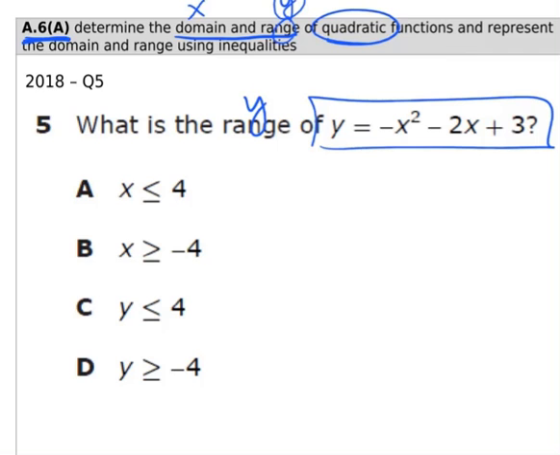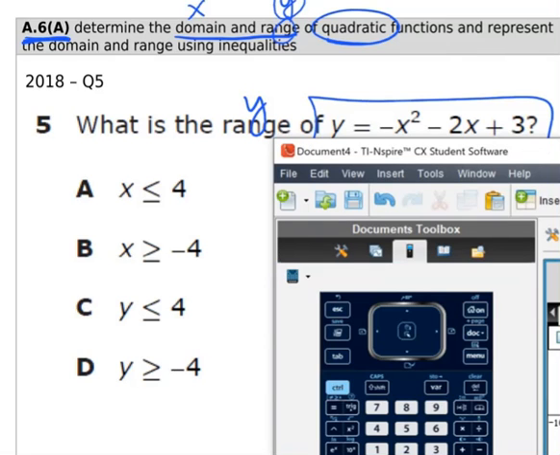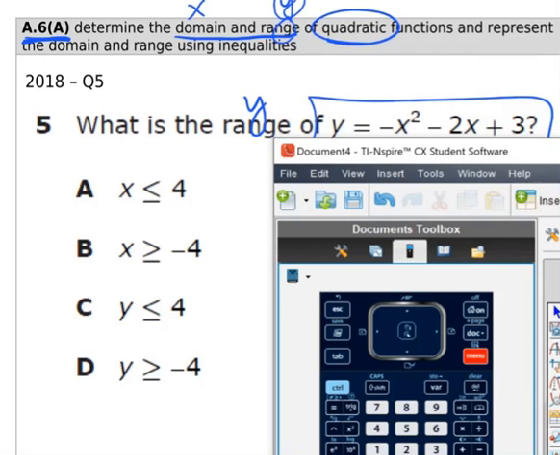We're going to grab our calculator and open up a graph and type it in: negative x squared minus 2x plus 3. When we hit enter, it gives us the graph. You remember that if you don't see anything in the window, you might try menu, window, zoom, and zooming out, because perhaps it wasn't in the view screen.